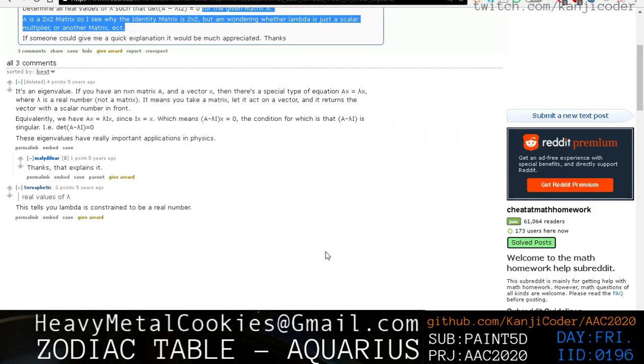It's an eigenvalue. If you have an n by n matrix A and a vector x, then there's a special type of equation, Ax equals lambda x, where lambda is a real number, not a matrix. It means you take a matrix, let it act on a vector, and it returns the vector with a scalar number in front. Equivalently, we have Ax equals lambda Ix, since Ix equals x, which means A minus lambda I, the condition, yeah, so I don't know. Determinant.